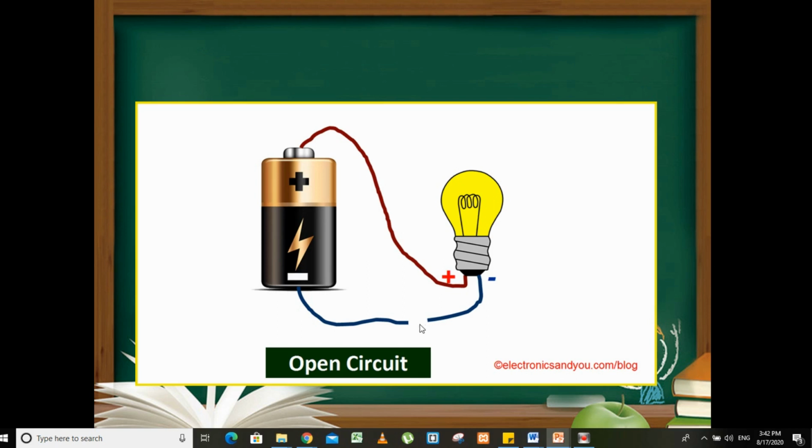There is a breakage between this wire coming from the battery and this wire coming from the bulb. So there won't be electric current flowing from this battery down to the bulb. So it is called an open circuit. So with this, the bulb is not going to turn on.